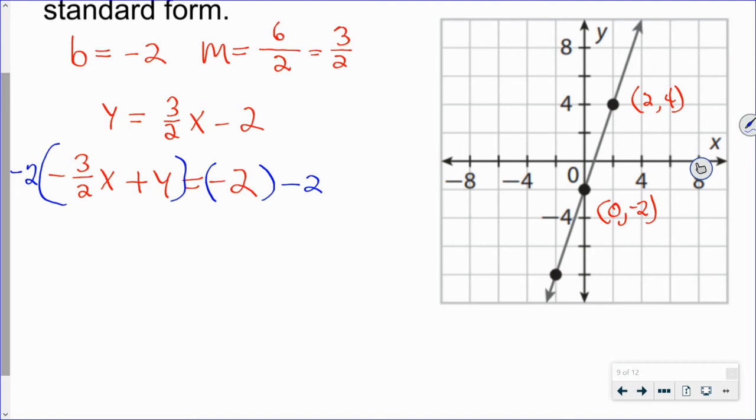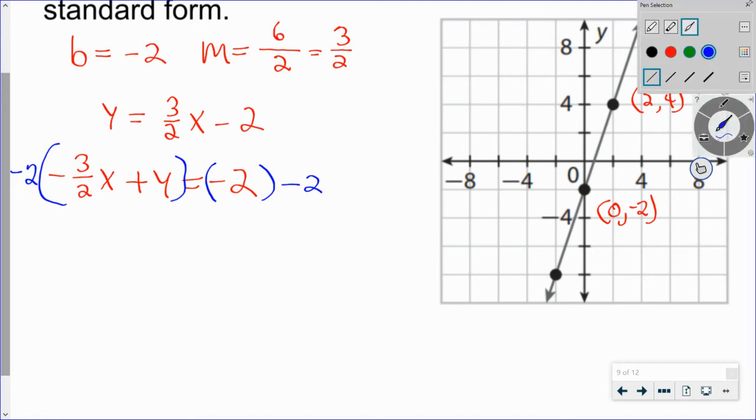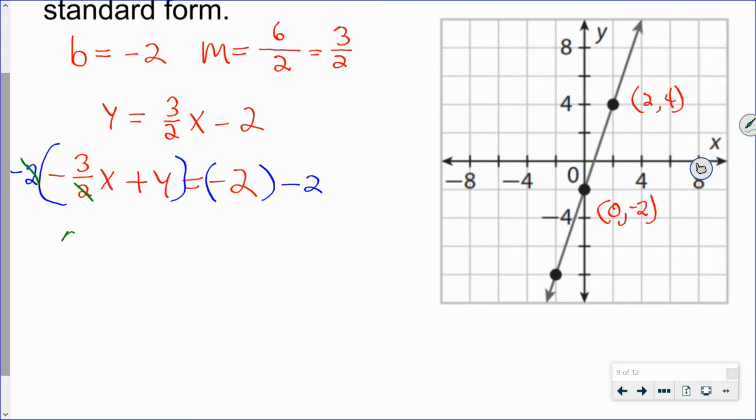It does so because when I multiply 2 over 1 times 1 over 2, those two will cancel. That's what I want to have happen. So if I cancel those out, negative times negative is positive. This is 3x, and then negative 2 times y is negative 2y. And then negative 2 times negative 2 is a positive 4.